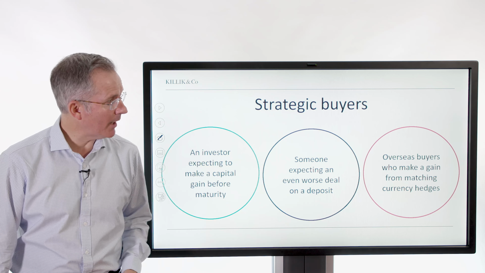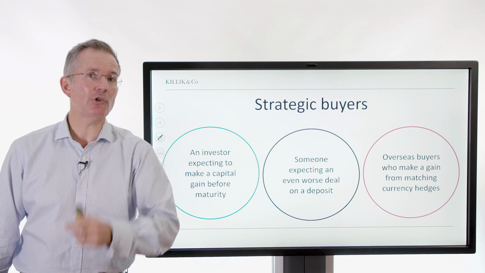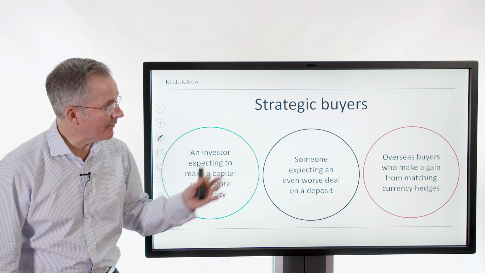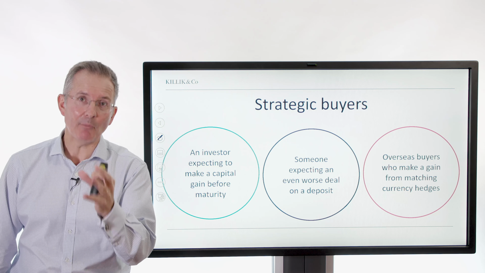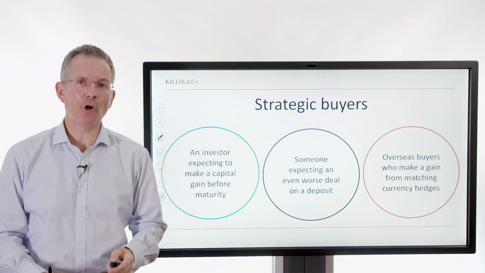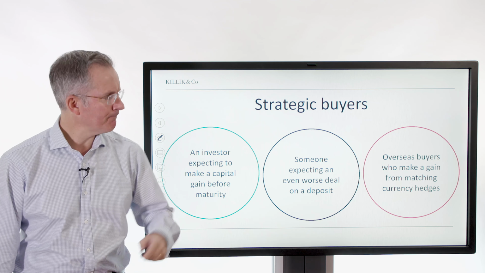And then overseas buyers who make a bit of a gain from matching currency hedges. In the last issue of Confidant, you can read a bit more about that, in Mattis Malik's article on negative bond yields. He explains in a bit more detail how that works. There are overseas buyers who make, in the round, a gain from a mixture of buying these bonds with negative yields and hedging out the currency risk.